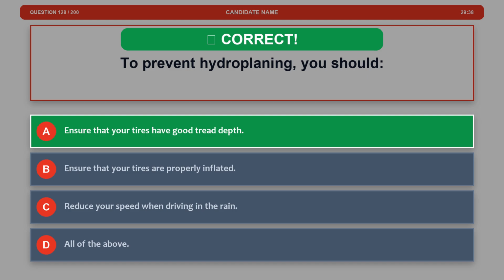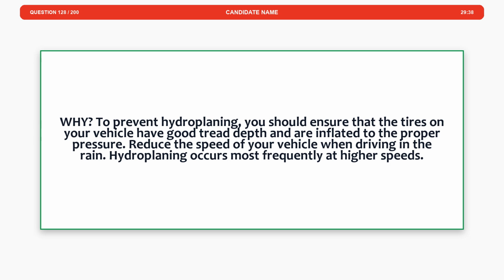The correct answer is option A. Ensure that your tires have good tread depth. Explanation: to prevent hydroplaning, you should ensure that the tires on your vehicle have good tread depth and are inflated to the proper pressure. Reduce the speed of your vehicle when driving in the rain. Hydroplaning occurs most frequently at higher speeds.